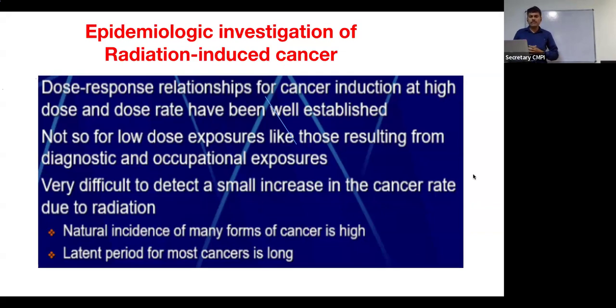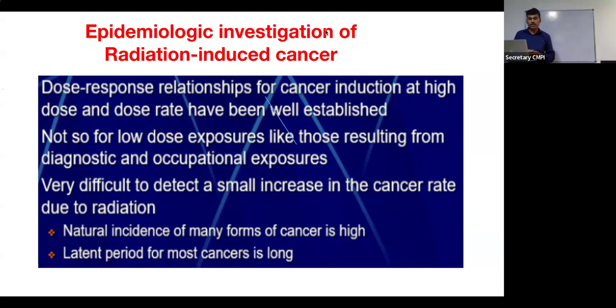But what we are lacking is a well-established relationship for low exposures, like those resulting from diagnostic and occupational exposures. Still, we cannot neglect those because it is a stochastic effect, so it can be triggered with any dose. There is no threshold for a stochastic effect, so we cannot say that it won't happen there. Another very important point in the study of cancer induction is that even if we may be able to get the incidence of cancer induction at low dose, the challenge is that the natural incidence of cancer is too high. So we cannot discriminate. Natural incidence is high.